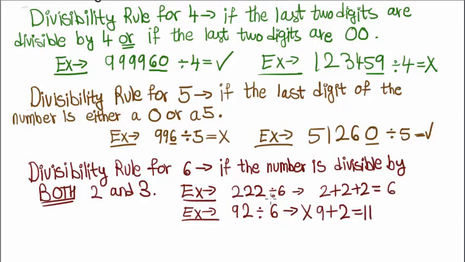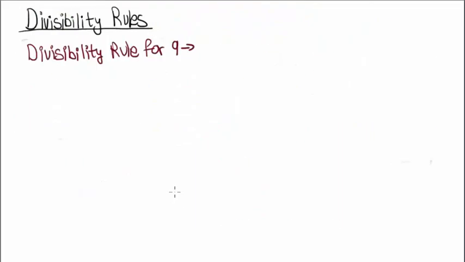Now the divisibility rules for the numbers 7 and 8 are not really commonly seen in most textbooks. So we'll skip over them and go over the divisibility rule for the number 9 now. Similar to the divisibility rule for the number 3, a number is said to be divisible by the number 9 if the sum of all of the digits of that number is divisible by the number 9.